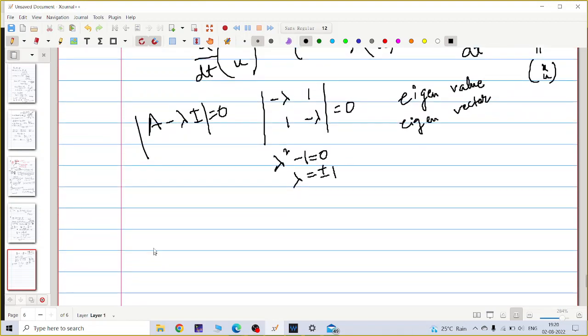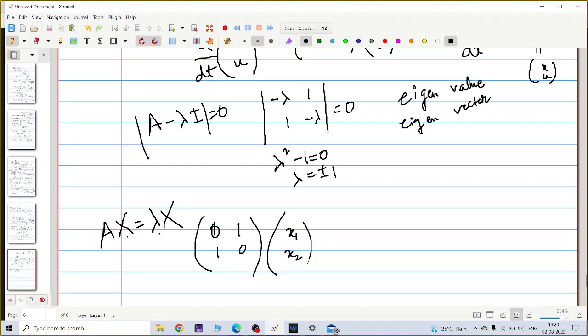Now for the eigenvector, we have to find X for which AX equal to lambda X has a non-zero solution, where lambda is plus minus 1. X is the eigenvector, lambda is the eigenvalue. So A is (0, 1; 1, 0) and X is (x1, x2). I have to find x1 and x2 such that AX equal to lambda X. First I take lambda equal to 1, then lambda equal to minus 1.